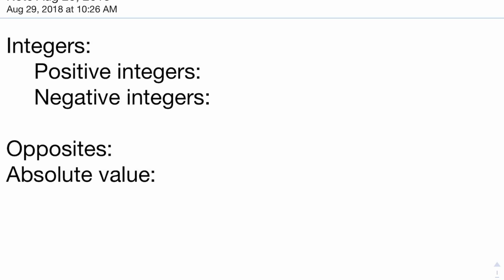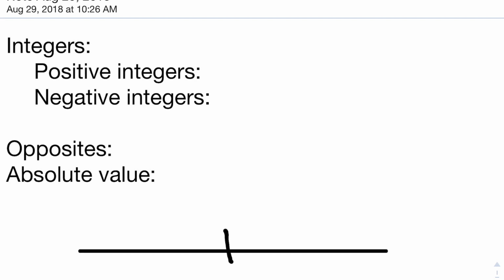Okay, today we're going to be talking about integers on a number line. The first thing that we're going to take into consideration is what is an integer? So let's kind of think about this. I have a number line. Okay, and I have the number right in the middle, which is 0.